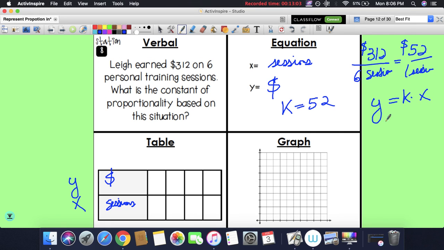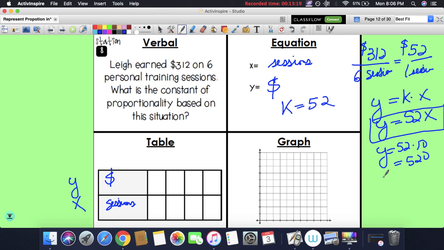I can use that information to find out my equation. My equation is going to be y equals kx, or y equals 52x, right? So I can use this. If I told you you had 10 training sessions, you would go y equals 52 times 10, which means you spent $520. So I can use this to find the total given the number of sessions you use a trainer. So on the graph, here is going to be my sessions, the number of training sessions. Here is going to be the money.